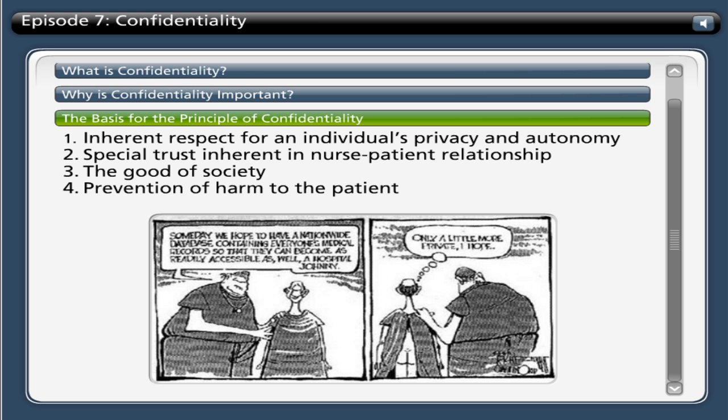The basis for the principle of confidentiality. Confidentiality respects the individual's privacy and autonomy, and it builds the special trust inherent in a nurse-patient or physician-patient relationship. The confidentiality agreements between such authority figures is also good for society and prevents harm to the patient.